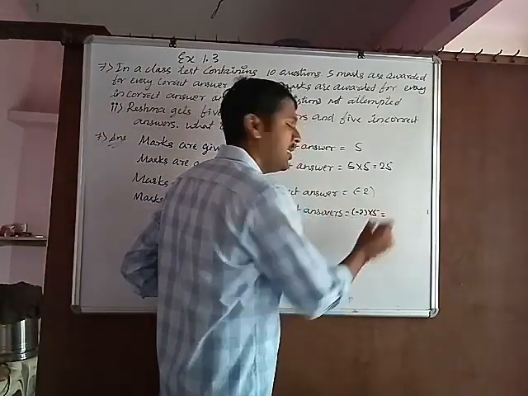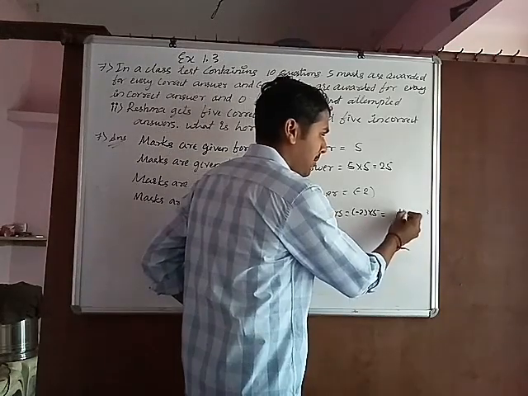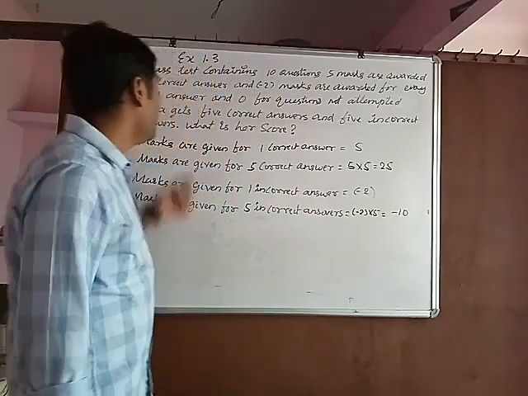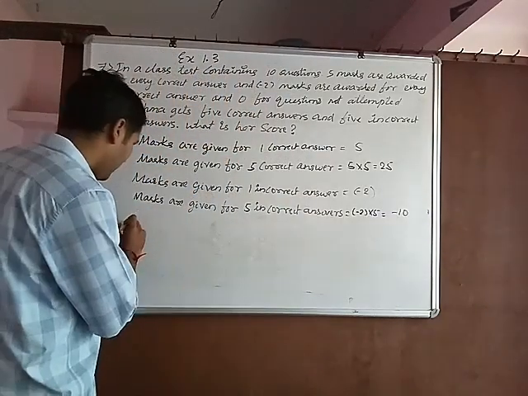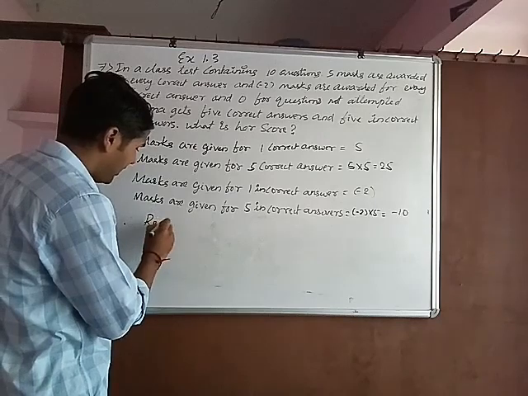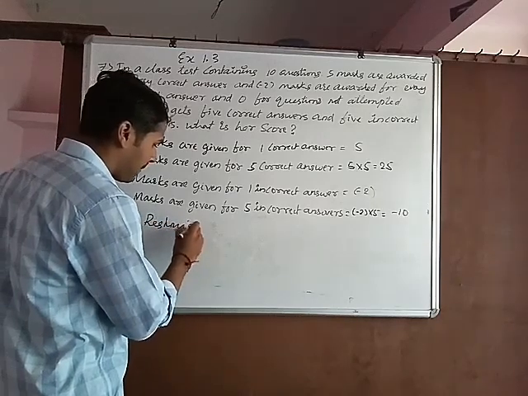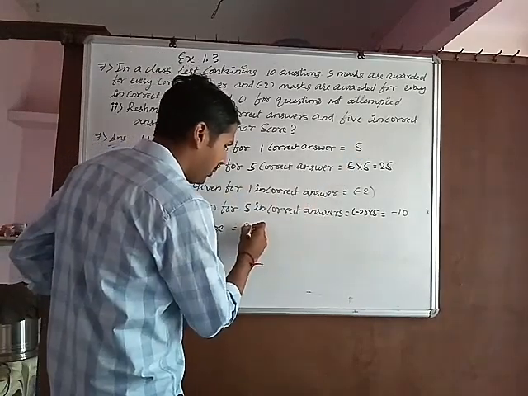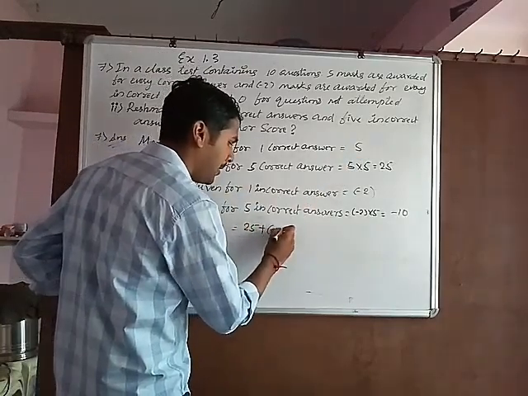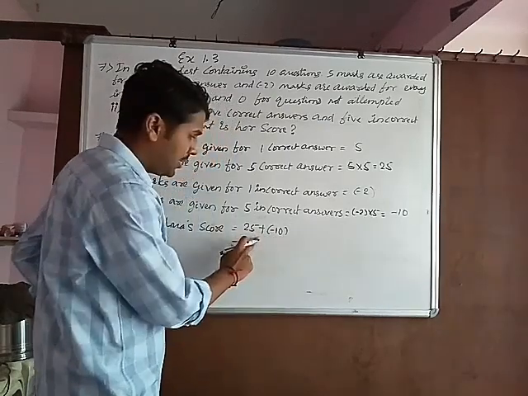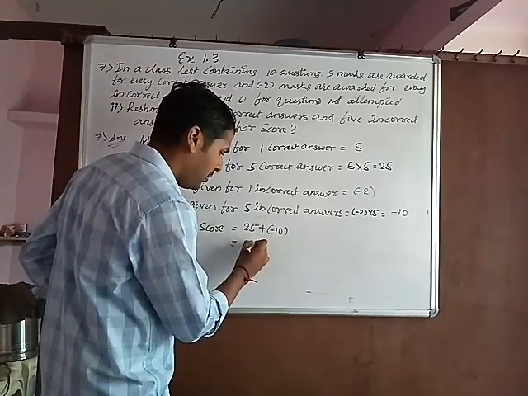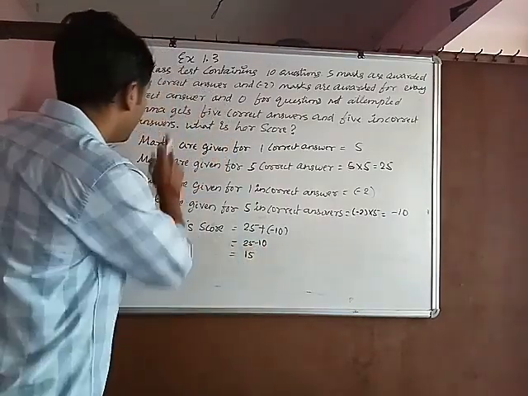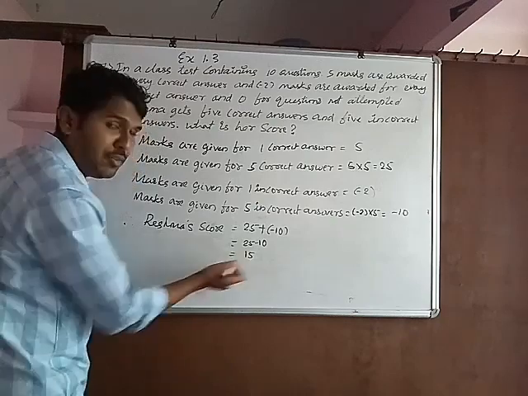What will get the answer? 2 5s are 10. Minus into plus, minus. So -10. So what is her score? Therefore, Reshma's score equals, add it, 25 plus -10. So solve this one. Plus into minus, 25 minus 10, that is 15. So Reshma's total score equals 15.